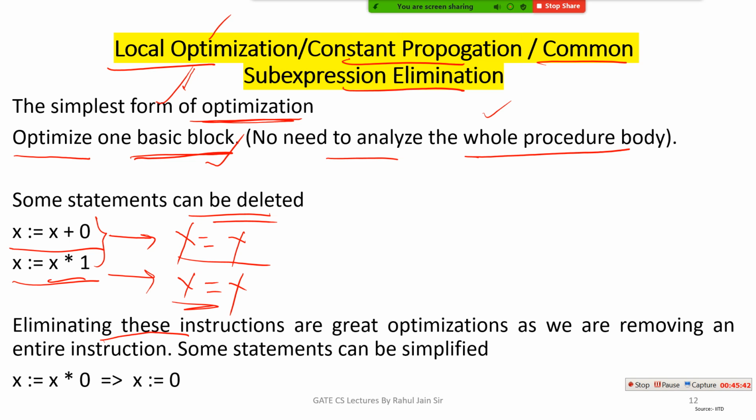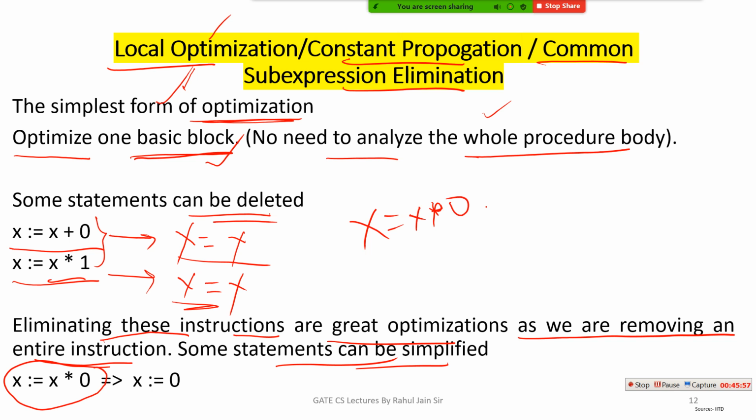Now, eliminating these instructions are great optimizations. As we are removing an entire instruction, some statements can be simplified. For example, if your statement is like x equals x into 0, then we can eliminate the entire instruction and rewrite it as x equals 0, because ultimately there is no need of writing in 3 address code. We can write it in 2 address code itself. So this is also one kind of optimization. It is the simplest form of optimization and termed local optimization. So these are the first two very easy examples.